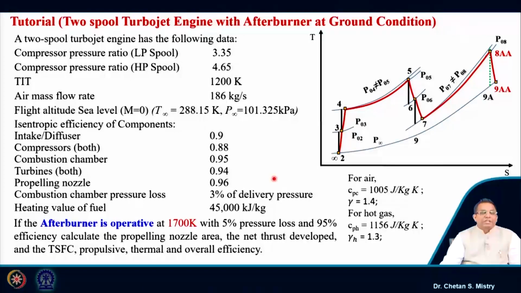Now, in this case, we have introduced the afterburner. If the afterburner is operative, it will reach the maximum temperature of 1700 Kelvin. There will be a 5% pressure loss inside the afterburner, and the efficiency of this afterburner is 95%. We will try to solve this numerical, and you will realize why we are taking the same data as the previous one, and now we are introducing the afterburner.